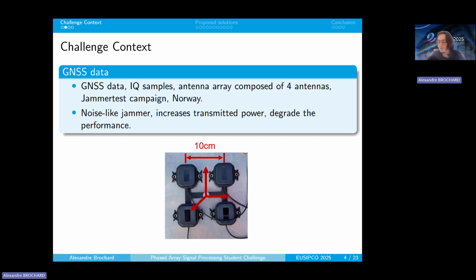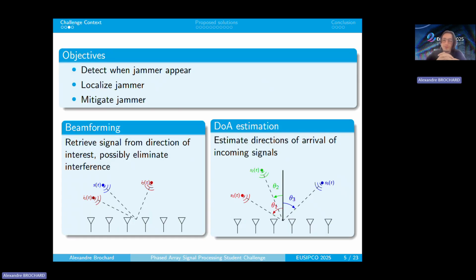to compute its position. So, what we want to do with the challenge is to cover 3 objectives. We need to detect when the jammer's action starts. We want to localize the jammer, of course, and we also want to mitigate the effect of the jammer. We need to cover all 3 objectives during the time of the jammer's actions.